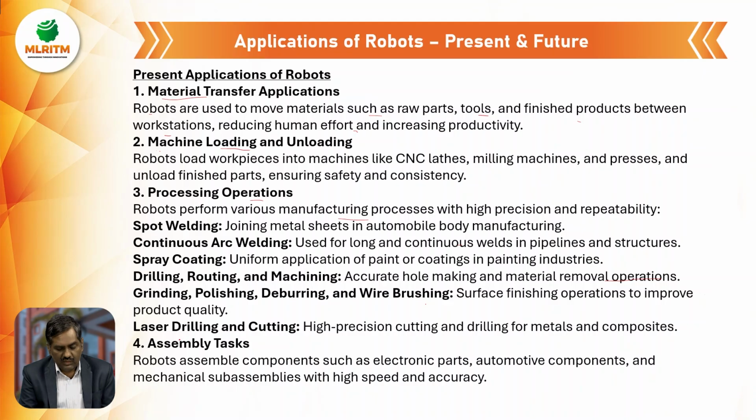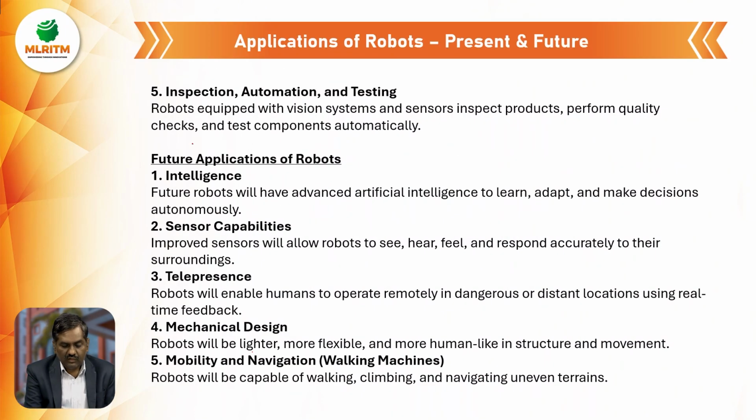These are also used in laser drilling and cutting for high precision cutting and drilling of metals and composites. The fourth one is assembly tasks. These robots assemble components such as electronic parts, automotive components, and mechanical sub-assemblies with high speed and accuracy. The fifth one is inspection, automation, and testing. These robots, equipped with vision systems and sensors, inspect products, perform quality checks, and test components automatically.